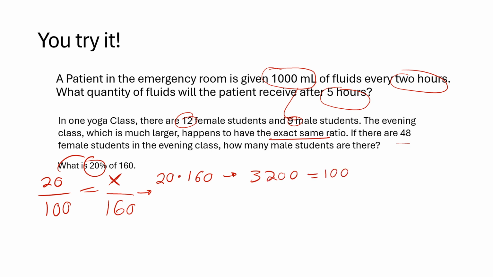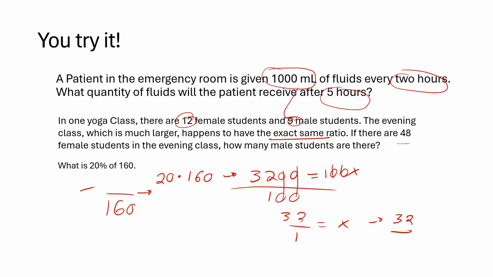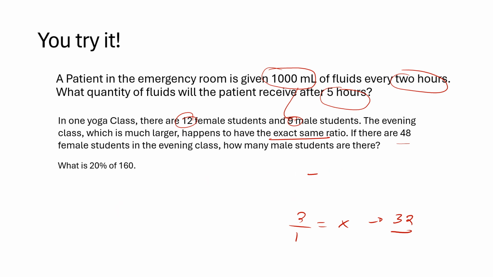equals 100x. Divide this by 100. These cancel out, which becomes 32 over 1. So x is just going to be 32. So 20% of 160 is 32. You just need to use this method, the fraction method, to accurately do percentages. That's literally all you have to do. I'm sure there's a simpler way, I just think that's pretty easy in itself.